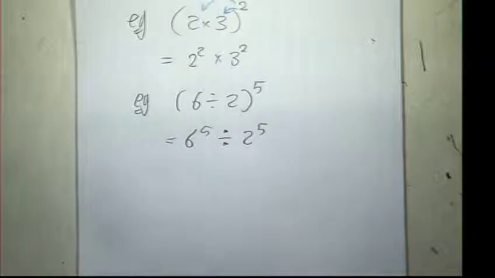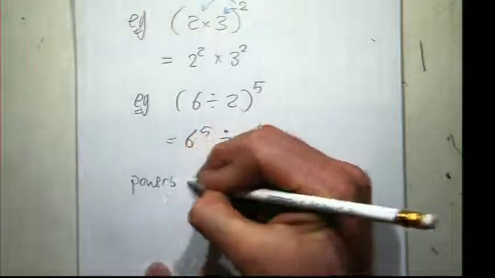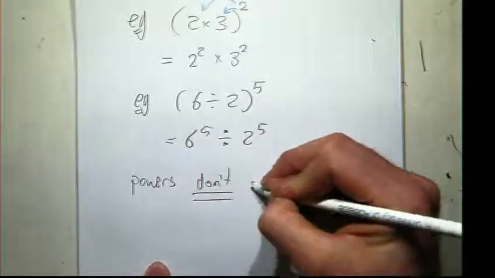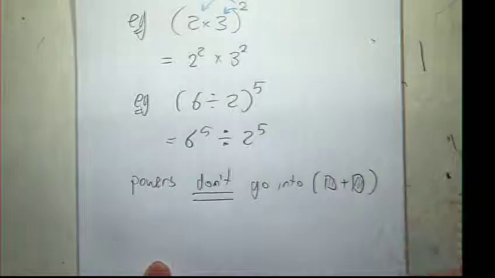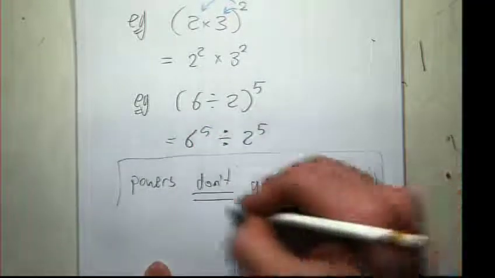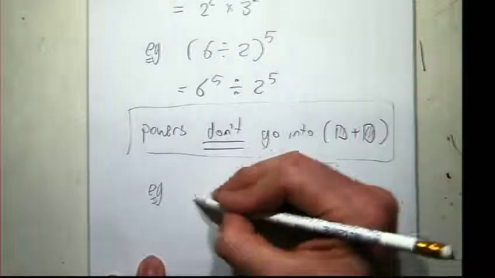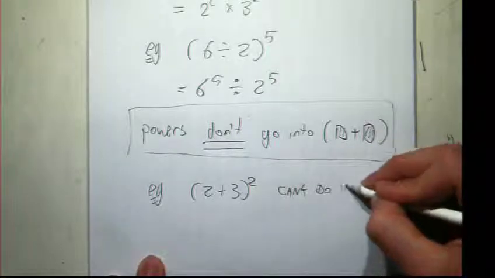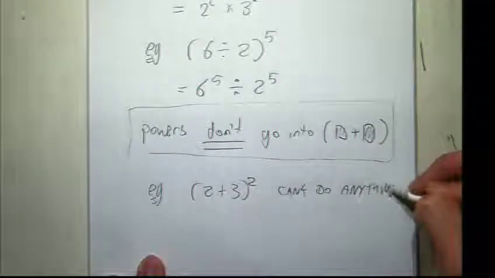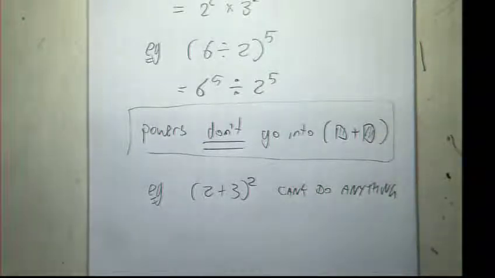What powers don't do is come in over a bracket that's got a plus in it. Okay, powers don't go into there, you've got nothing you can do. We can't do anything. Technically, we can, because there's a whole separate rule, but I'm not going to get into that. So, powers do not come in over plus. And this is how I remember it.